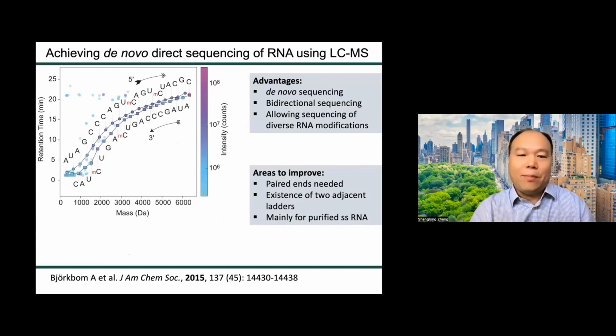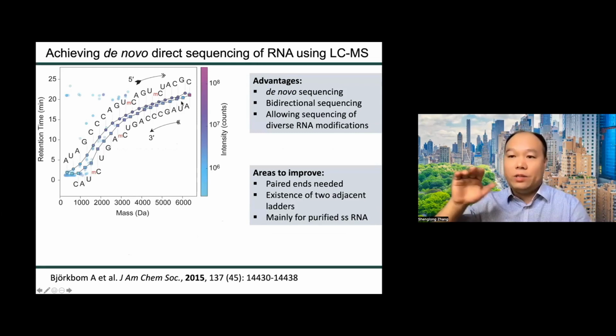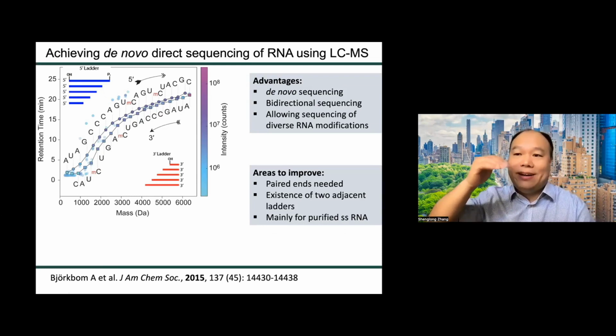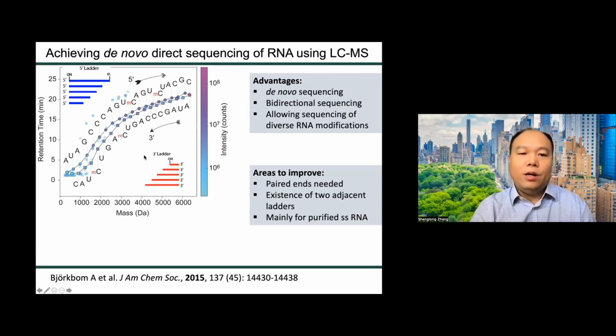If we plot their mass against retention time, we can get these two curves, because the small fragments come out early with a small retention time. The bigger fragments come out later with a bigger retention time. So they resemble a sigmoidal curve. We can also differentiate the 5' ladder from the 3' ladder because the 5' ladder has a terminal phosphate, the 3' ladder does not have. So they are on the top of these two adjacent curves.